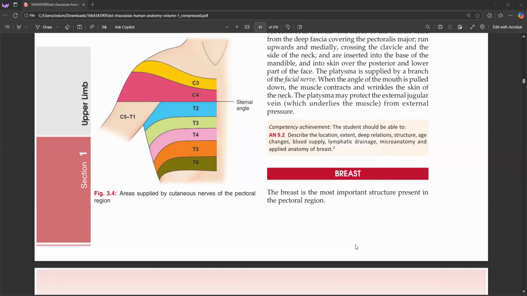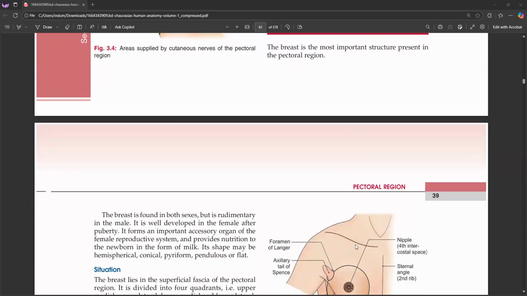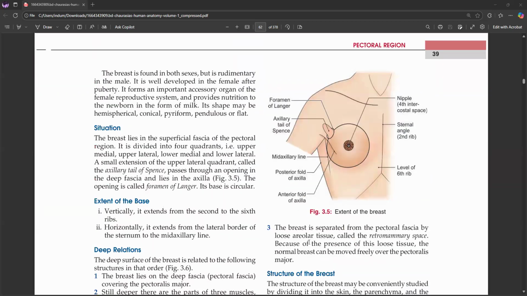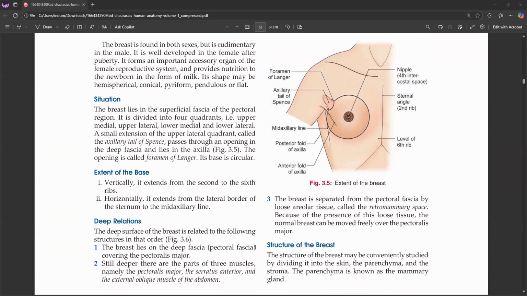Breast. The breast is the most important structure present in the pectoral region. The breast is found in both sexes but is rudimentary in the male. It is well developed in the female after puberty. It forms an important accessory organ of the female reproductive system and provides nourishment to the newborn in the form of milk. Its shape may be hemispherical, conical, piriform, pendulous, or flat.